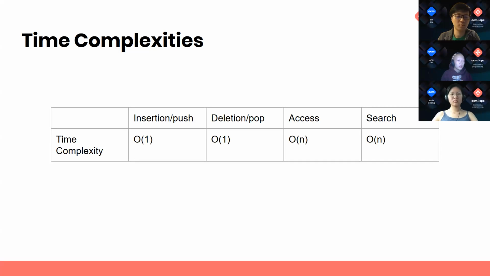Deletion is also O(1), except for access. If we want to access a specific element, and it's on the bottom of the stack, then we're actually going to have to go through n pops in order to get to the element that we want. So that's going to take O(n) at worst case, as well as searching. Searching for a specific value is also going to take O(n) at worst case, because, as I already said, if it's on the bottom of the stack, we have to pop them all the way.